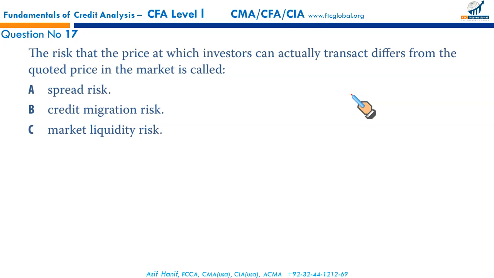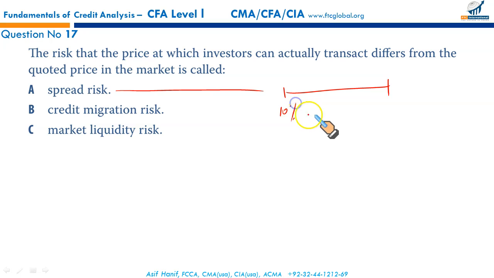the risk that the price at which investors can actually transact differs from the quoted price in the market is called. Now let us first discuss these three options and then you will select which amongst them is the correct one. First, let's discuss spread risk. Spread risk is the gap between the debt instrument's yield and the yield of default-free government bonds. So let's say this 3%. So this 7%. So the risk that this spread may widen beyond 7% is called the spread risk. All right, let's erase this.